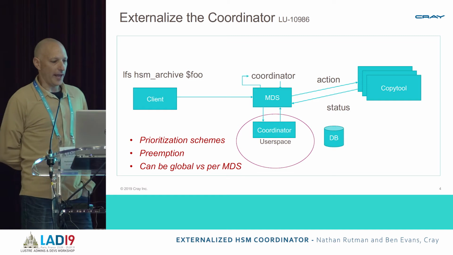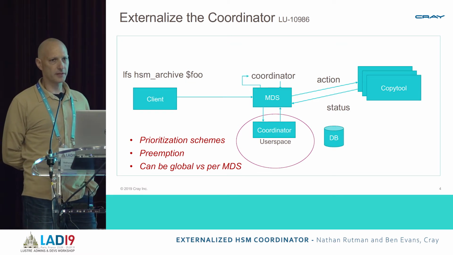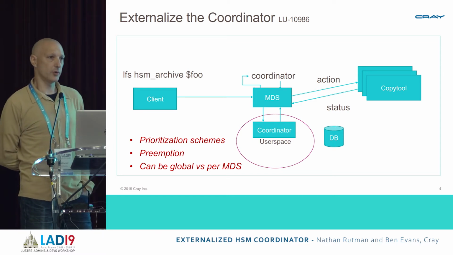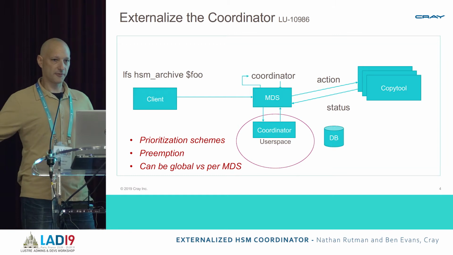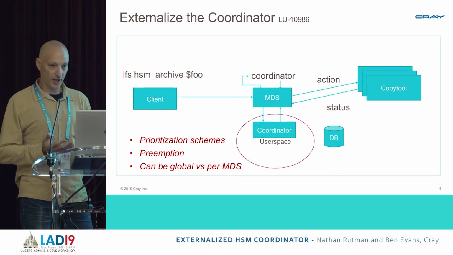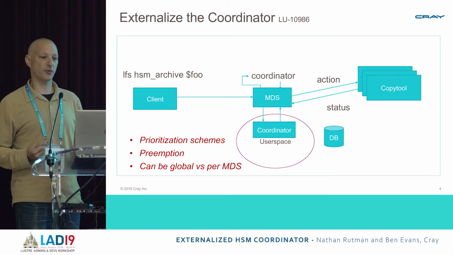So why? Mainly for the prioritization scheme. It's a big deal, especially in large systems where you might be doing lots of data movement. Lustre is talking about tiering. We're moving lots of files, and we really need to be able to have a lot of files in queue and at the same time be very responsive when someone asks for a restore.